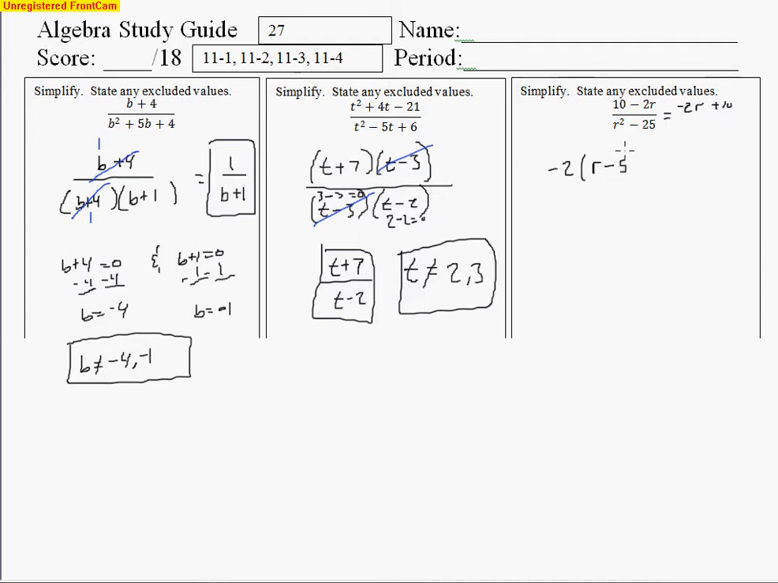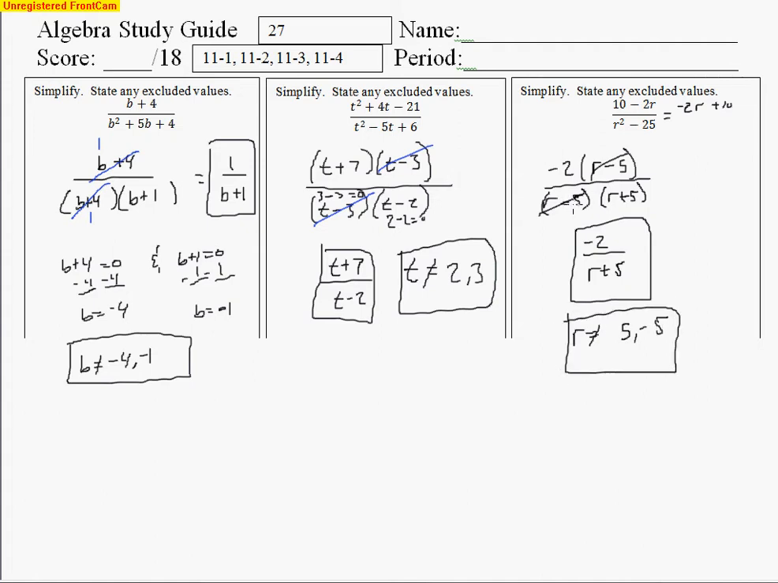And so I have an r minus 5 down below. And the reason why is this way you can get those terms to cancel. So here I have a difference of squares, so it factors to r minus 5 and an r plus 5. And then I can get the r minus 5s to cancel out. And so what's left on top is negative 2 and an r plus 5. And we want the excluded values, and the two numbers that r cannot be would be 5 and negative 5. So the numbers that will make 0 in the denominator.